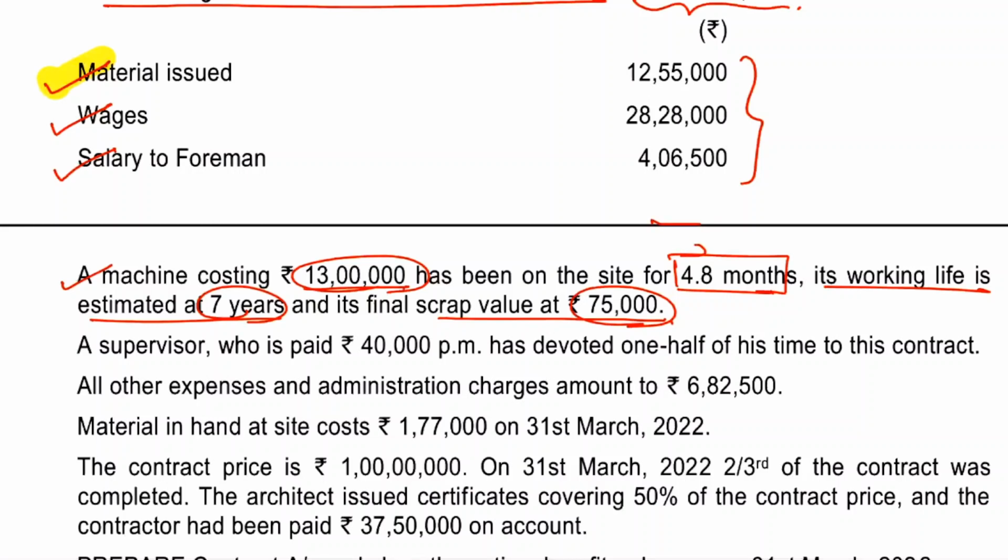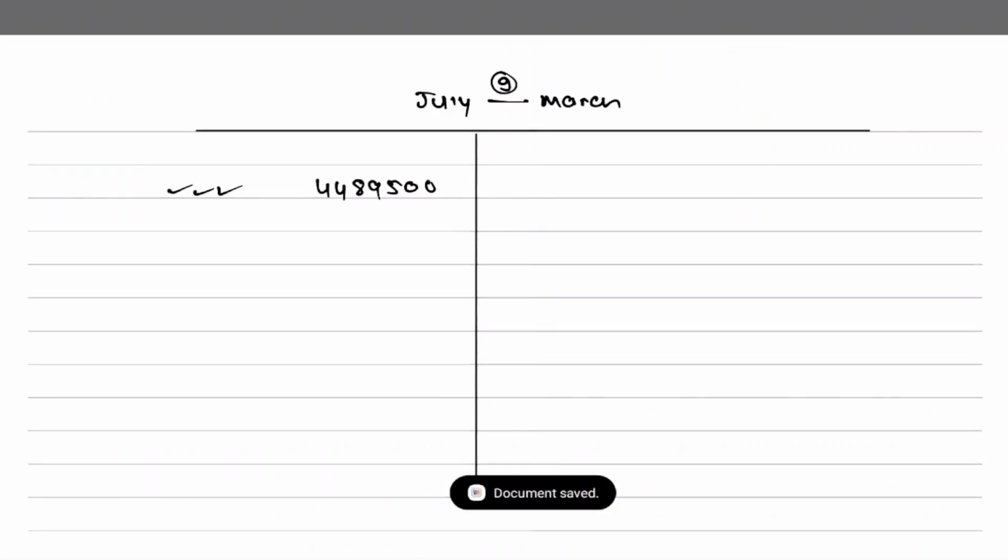So 4.8 divided by 12. Something like 70,000. Sure you understood that cost minus scrap divided by life, you got 1 year's depreciation, into 4.8 divided by 12, you will get 4.8 months' depreciation. How much? 70,000. So this is your depreciation. Okay.